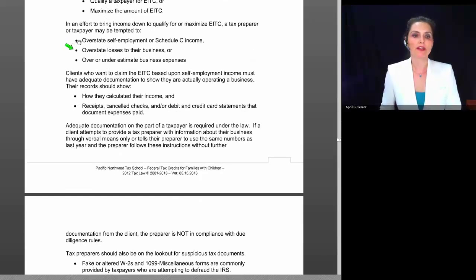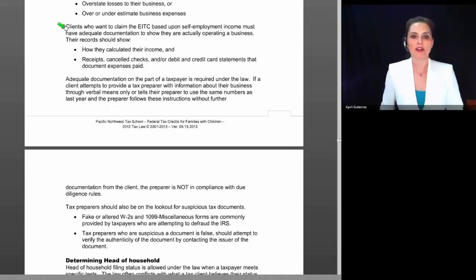In an effort to bring income down to qualify or maximize earned income credit, a tax preparer could be tempted to overstate the amount of Schedule C income, overstate losses to a business, or over or underestimate business expenses, and you're not allowed to do any of those things. Clients who want to claim the earned income credit based on self-employment income must have adequate documentation to show that they are actually operating a business.